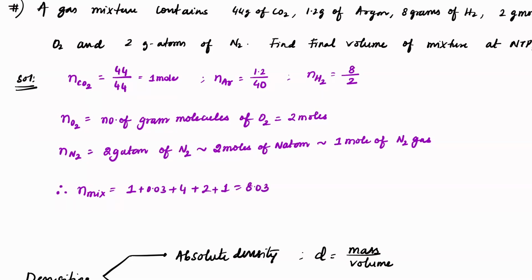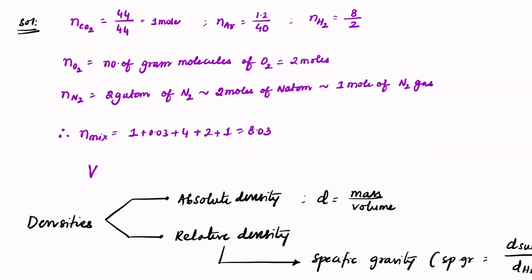8.03. So now if I want to calculate the volume occupied by the gas mixture, it will be 22.4 into 8.03 at NTP. Okay, so 22.4 into 8.03, that is 179.8 liters.